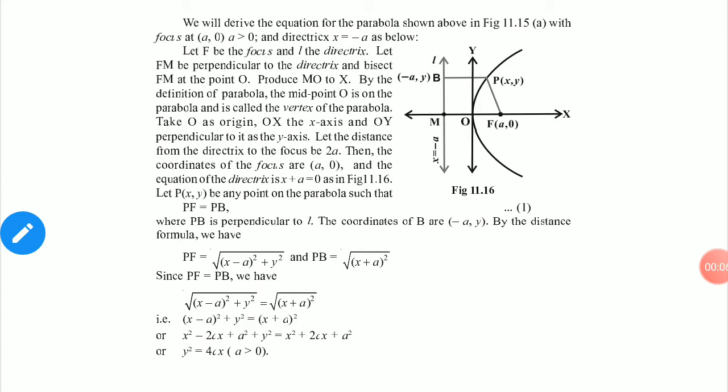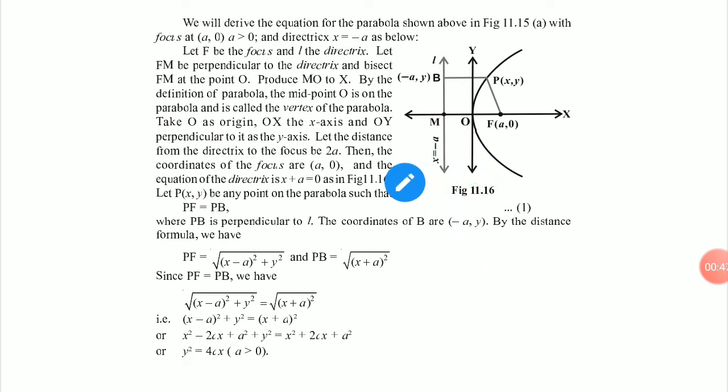Now this is our topic: parabola part 2. In part 1, I explained all four types of diagram of parabola; if you want to understand, you have to see the video parabola part 1. Now, in part 2, I am going to explain how you will generate the equation of parabola. Means how you will find the equation of parabola. You have to derive the equation of parabola.